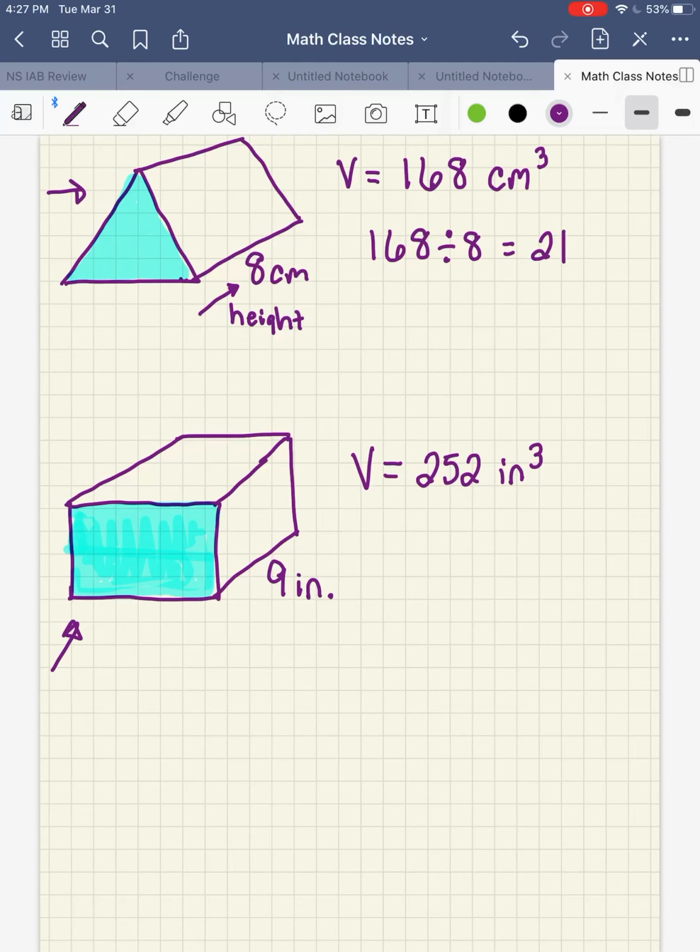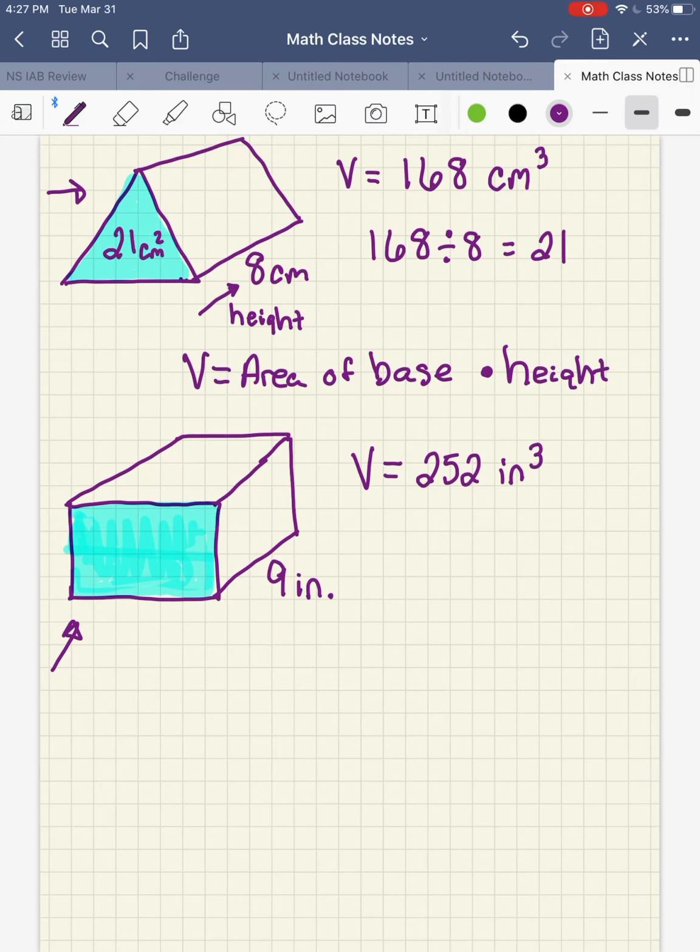And so what that tells me is, if the formula is volume equals area of the base times the height, then if I take the volume and divide the height out, what I'm left with is the area of the base. So I know that that triangle has an area of 21 square centimeters because I worked it backwards. Okay, so the second one, I've got a rectangular prism with a volume of 252 cubic inches.